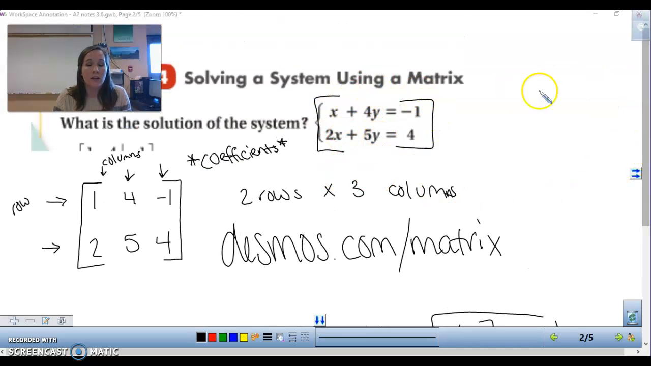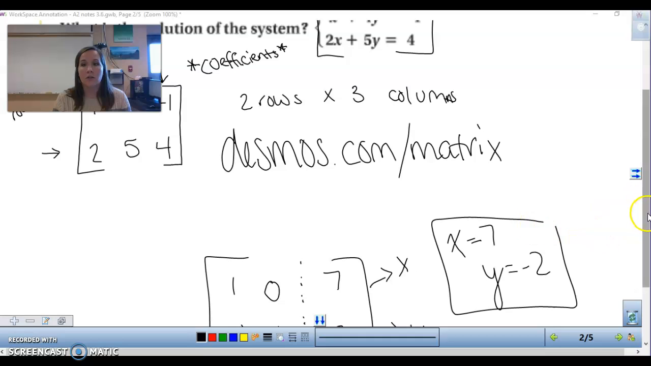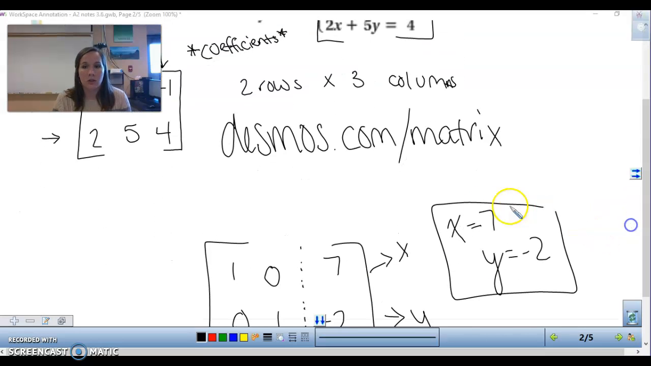If you were to graph this, you would have an intersection at (7, -2). If you were to solve by elimination or substitution, you would find this using algebra. So I just showed you how to use your calculator.